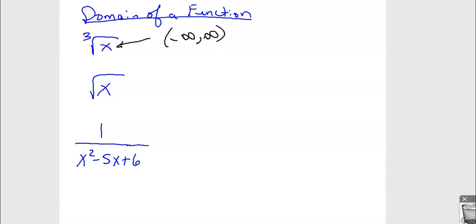And then the same thing with the square root. Again, the square root has to only be positive, so this would be x is greater than or equal to 0. It could be 0, by the way, because it's not in the denominator.